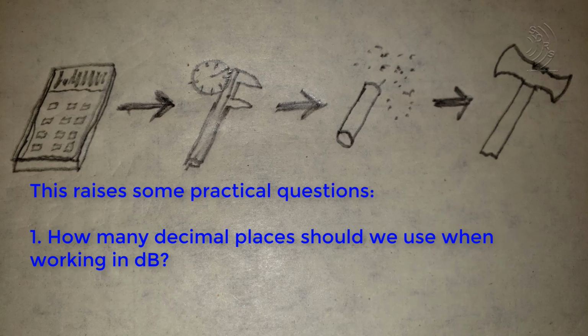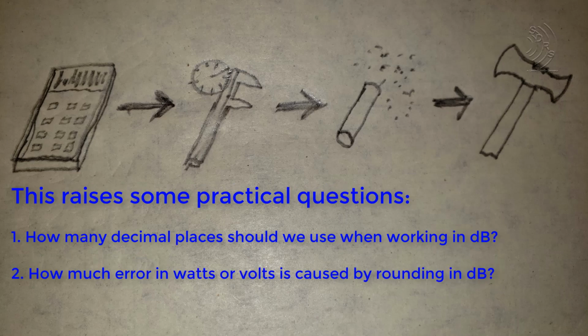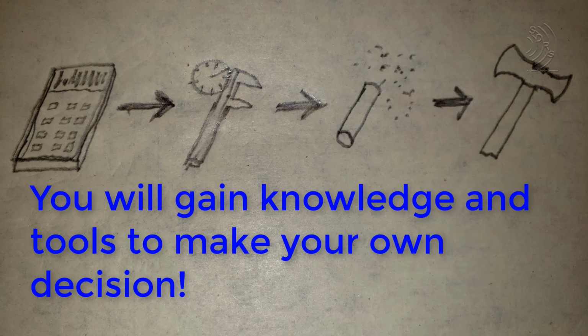In the next few minutes, we will address 2 related questions. In RF engineering, how many decimal places should we use when we are working in decibels? And what happens when we convert rounded values from decibels back to ratios or absolute units, such as watts or volts? You will gain the knowledge needed to decide for yourself how many decimal places to use, depending on the requirements of your specific task.